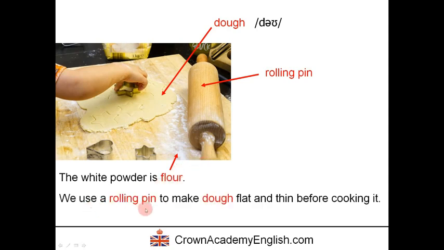So we use a rolling pin to make dough flat and thin before cooking it. Okay, so we make it flat and thin like this. This is flat and thin. And then we put this into the oven and we bake it. So I think the young person is making perhaps some biscuits or cookies, okay, with the dough.